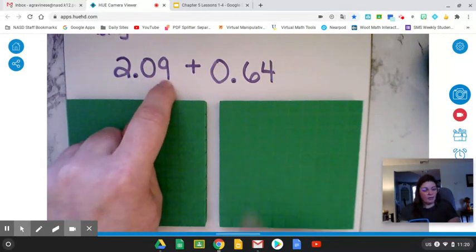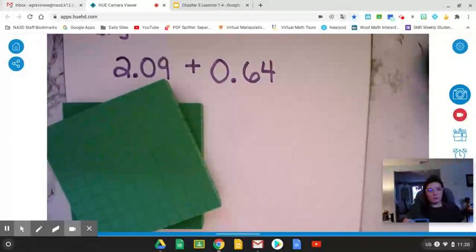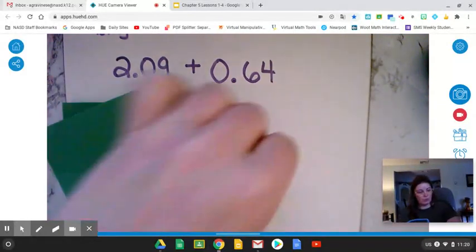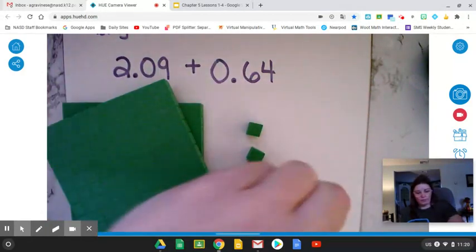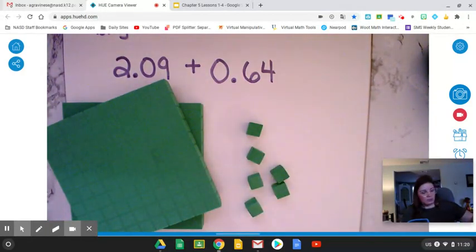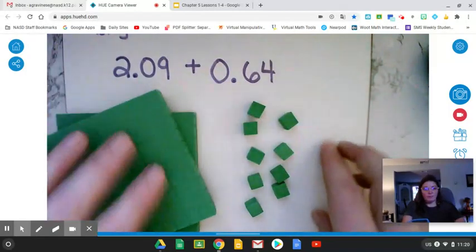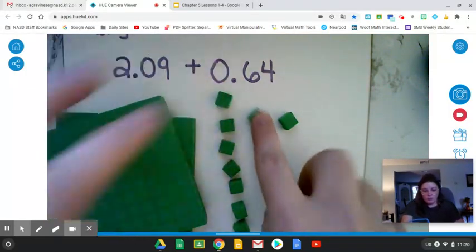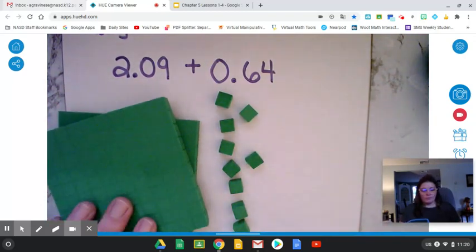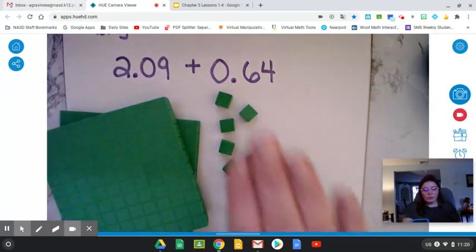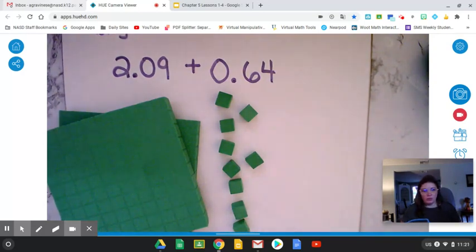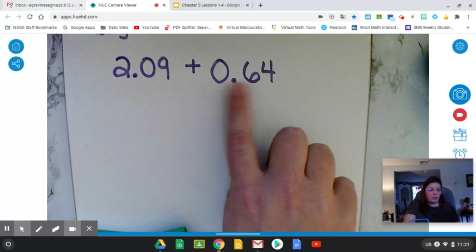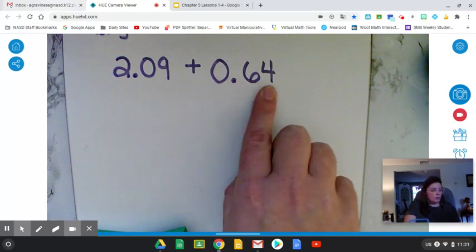I need 9 hundredths. I'm going to stack these so I have some space. I need 9 of my little hundredths. Here's 1, 2, 3, 4, 5, 6, 7, 8, 9. So here are 9 hundredths. 2 wholes, 9 hundredths, no tenths for that one. All right, I'm moving that to the bottom and I'm building my second amount, 0 and 64 hundredths.